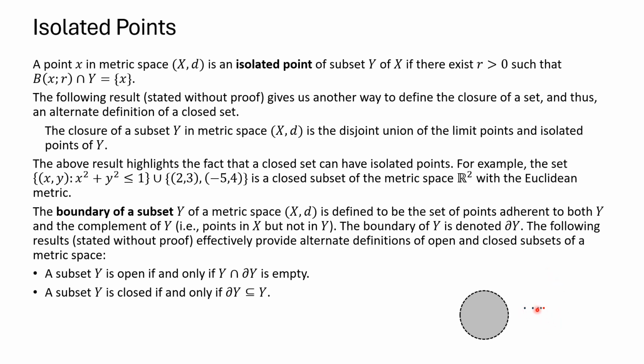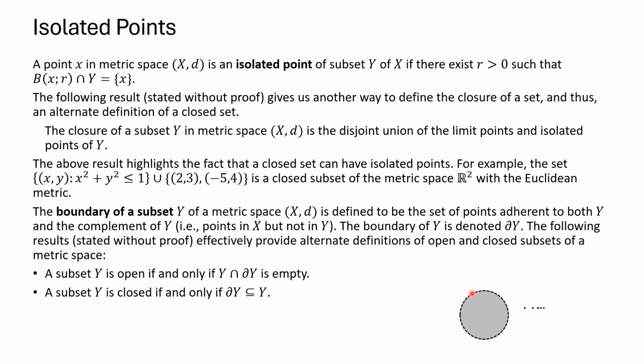Now none of these other black points are limit points because you can put a ball around any one of these and not include anything else from the set. In fact, these are isolated points. All these black points are isolated points. The red point is not an isolated point.